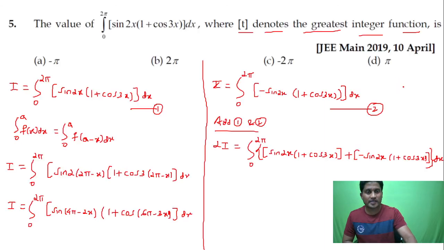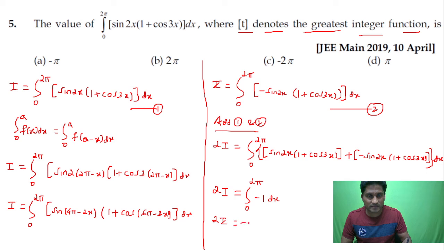So this should be written as 2I is equal to the integral 0 to 2 pi of box x plus box minus x, which is minus 1. Now 2I is equal to the integration of dx, which is x between the limits 0 to 2 pi. Now 2I is equal to minus, upper limit is 2 pi, lower limit is 0. 2 and 2 cancels. You will get I is equal to minus pi. Okay, that's the answer, guys. Answer is option A.